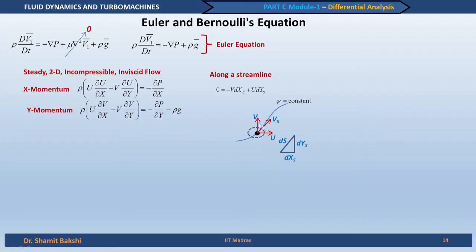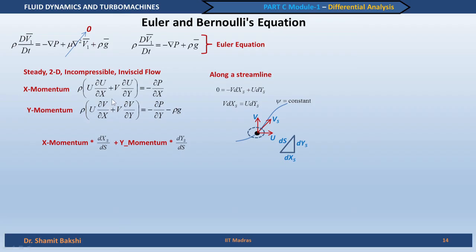Along the streamline we can always write that, like we derived before, d psi is equal to this, d psi is 0, and so minus v dxs plus u dys is equal to 0. So, this particular criterion is satisfied along the streamline. Let us see if we can utilize this expression and get an equation valid along the streamline. To do that, we multiply the x momentum equation with dxs by ds and the y momentum equation with dys by ds.